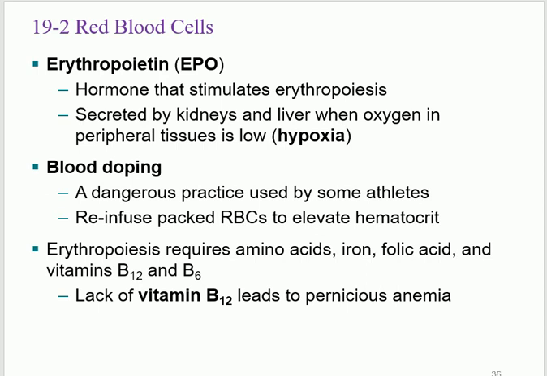So what do I need here? I need amino acids to make the globin. And then for the heme, I need iron. These are the basics. Hemoglobin. For the heme, I need iron. For the globin, I need amino acids. Okay, this is one. Now you're making the red blood cells.